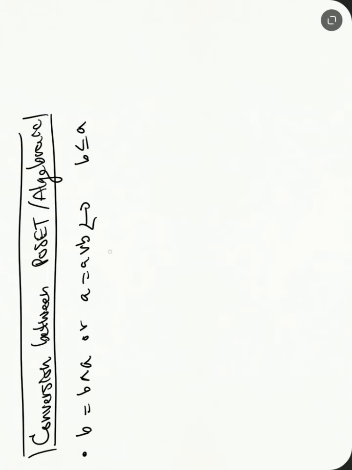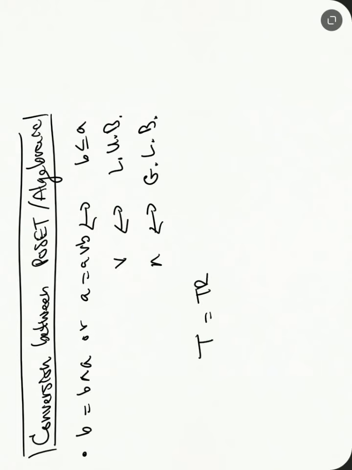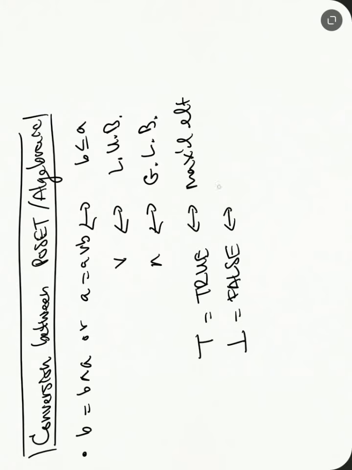This is the same as A is less than or equal to B. What else do we have? The OR corresponds to the least upper bound on the ordering side, and AND goes to greatest lower bounds. We use this symbol sometimes for true, and it corresponds to the maximal element. And this is false, which corresponds to the minimal element. This is the basic way to convert between the two.